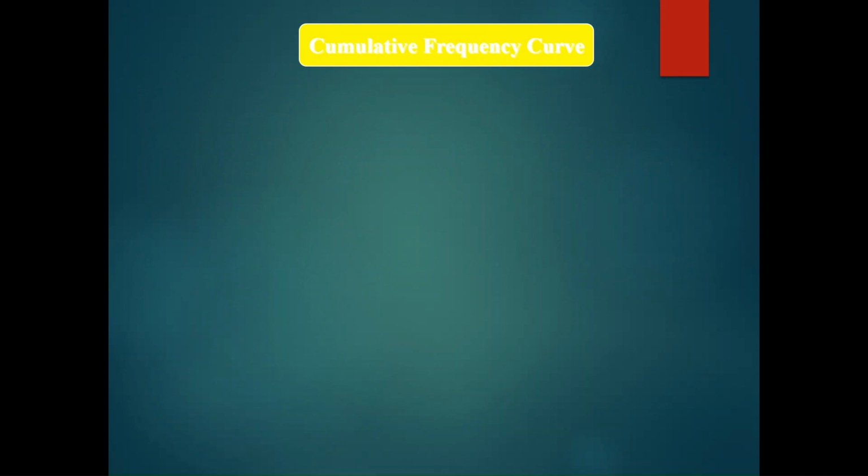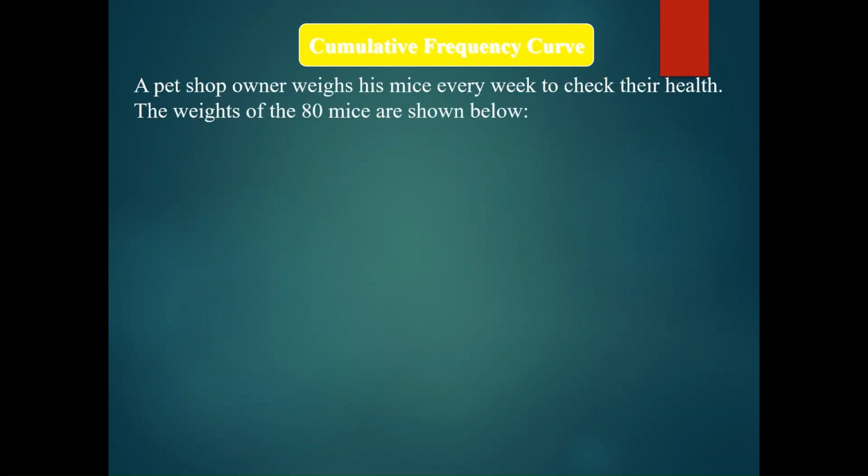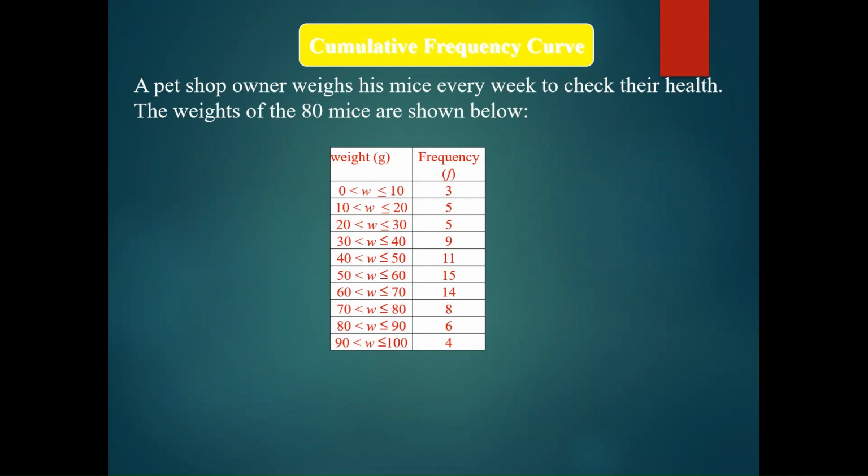Let me now go through an example to show you how we can construct a cumulative frequency curve with this question. A pet shop owner weighs his mice every week to check their health. The weights of the 80 mice are shown below. As you can see, the table shows the weight of each of the 80 mice. You can also observe that each of the intervals has a set number of mice. That means the 3 mice in the first row are between 0 and 10 kilograms.